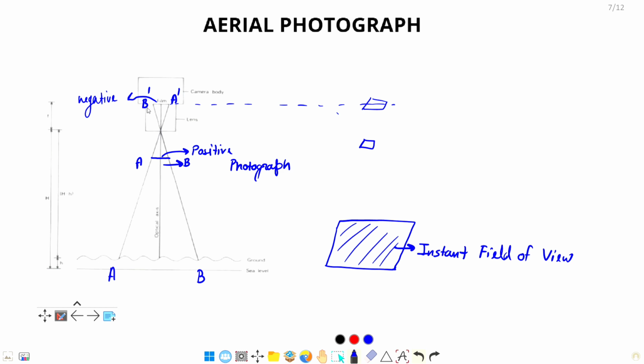So here you can see the focal length f from the center. Here is our flight, and the camera is mounted over here. At a distance f, the focal plane is located. Focal plane means the negative plane is located.